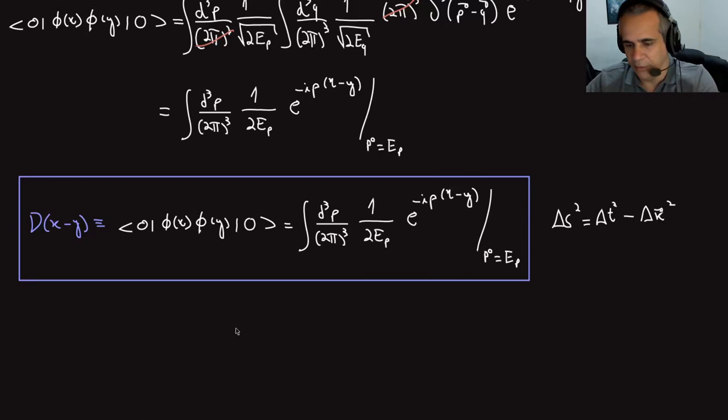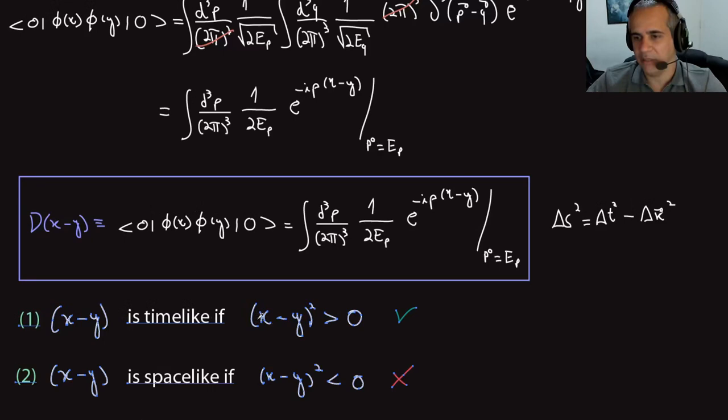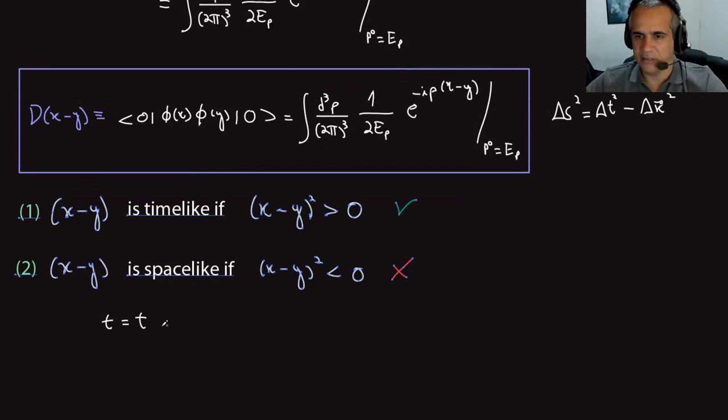So what I have here is that if x minus y squared is positive, it is time-like and I'm inside the light cone. The opposite is true if this is negative: I'm at a space-like distance. Let's tackle the first case first, just to see how this function looks. What really matters for causality is the second case.